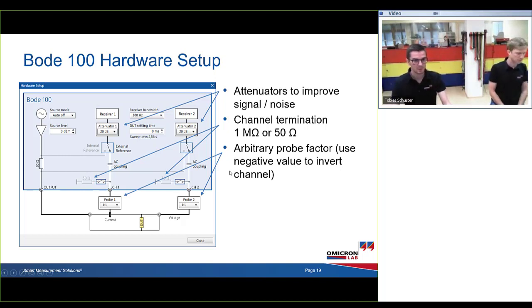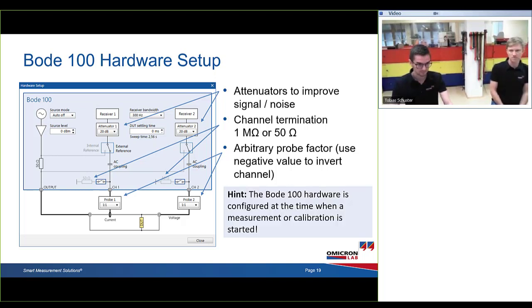And then you can use the arbitrary probe factor. You can set it from 10 to 1 or whatever you have, or you can even use a negative value to invert the channel. If you have a 10 to 1 probe and you set it to negative, then this minus 10 to 1 probe factor will introduce an additional minus 180 degrees of phase shift, and then the value will be shown positive within the Bode Analyzer Suite. One more hint: within the Bode 100 software, you can set, for example, the channels, but it is not directly set within the Bode hardware. So you first have to start a measurement, a single sweep or a continuous sweep, and then the Bode 100 will be configured.